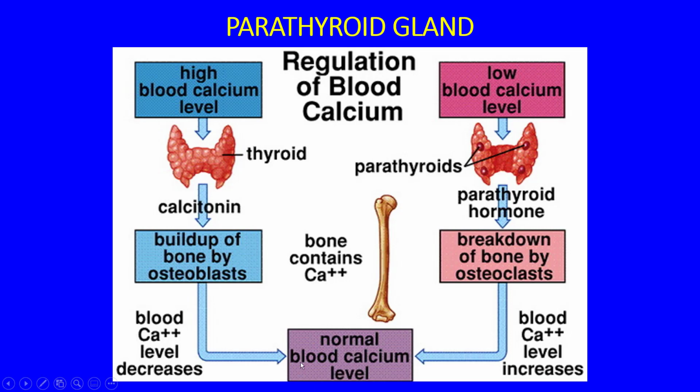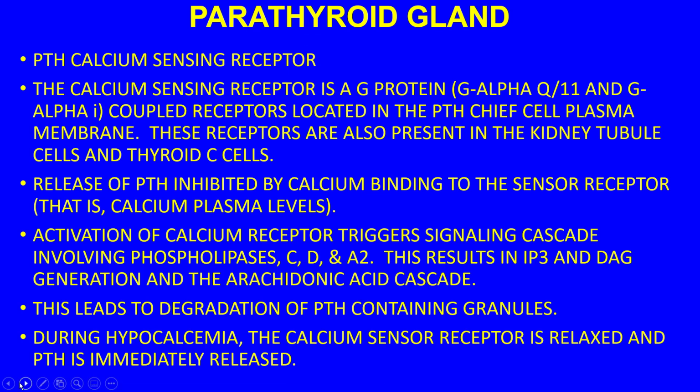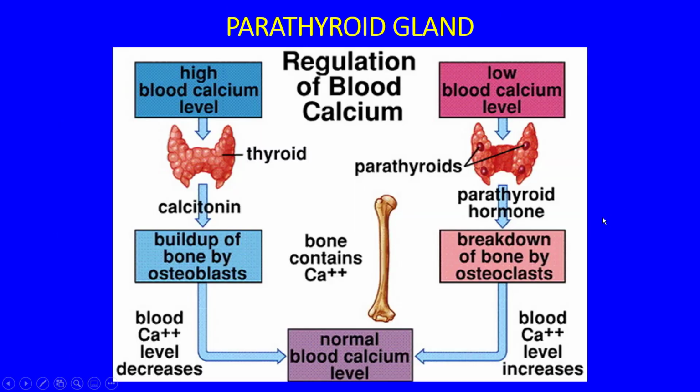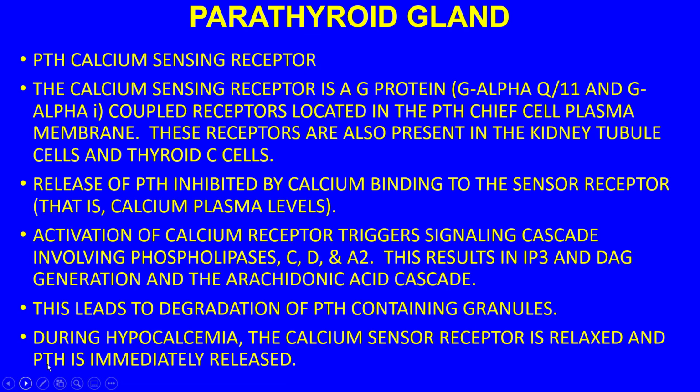Now, moving on, what you have is the low blood calcium level. What you have here are the parathyroids, and they're going to release parathyroid hormone. This is going to lead to a breakdown of bone material by osteoclasts, and the blood calcium levels will increase as a result. So let's talk about the PTH calcium sensing receptor.